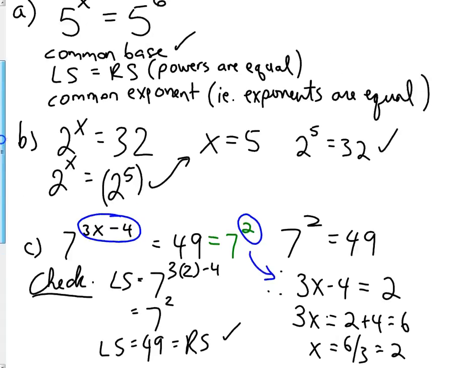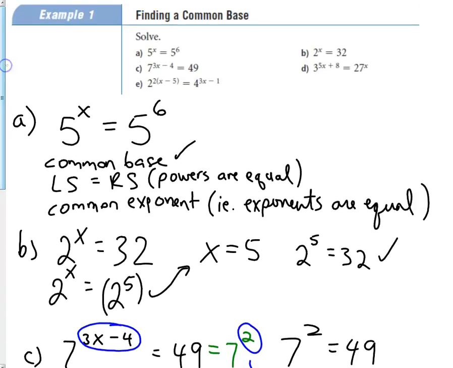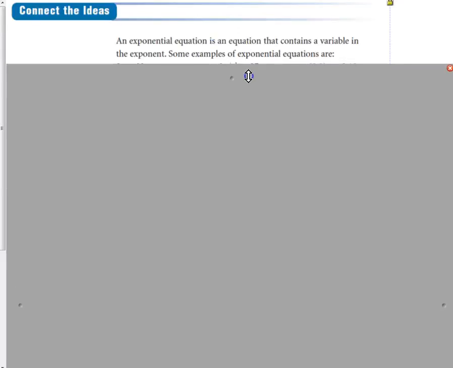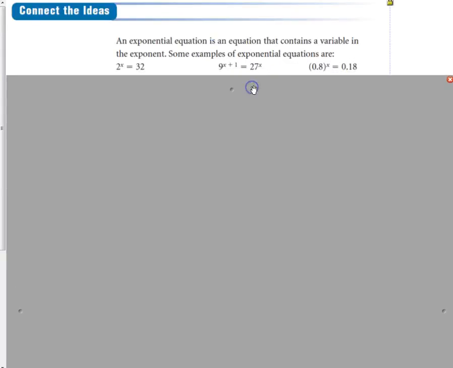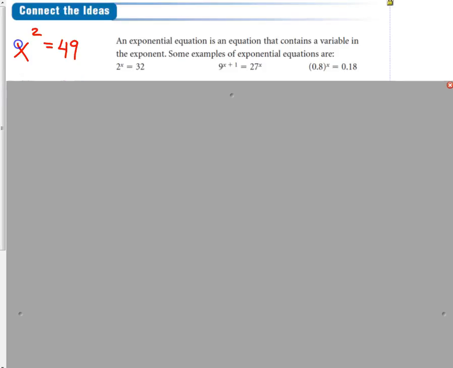All right, let's look at what we've discovered so far. In this, let's drop down a little screen shade and show you the important parts here. The connect ideas. First of all, an exponential equation is one that contains a variable in the exponent. It's not just one that has an exponent in the equation, but where the variable is the exponent. So in contrast, x squared equals 49, that is not an exponential equation, because in that case, we don't need to use this strategy of common base.